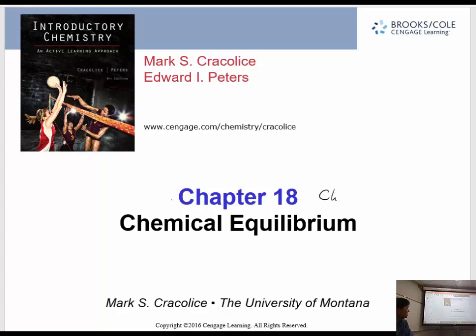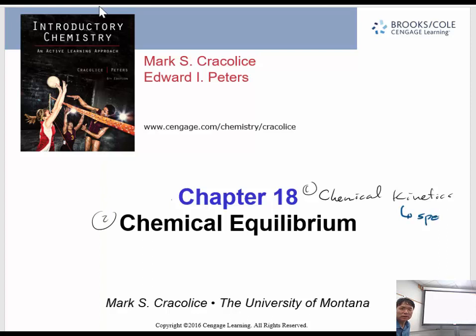So what we should say is Chapter 18, chemical kinetics and chemical equilibrium. Kinetics is how fast the reaction proceeds, and equilibrium is where the reaction ends up. And so let me add that in there. Speed of the reaction, and equilibrium is where the reaction ends up. That is, once the reaction has gone to completion.